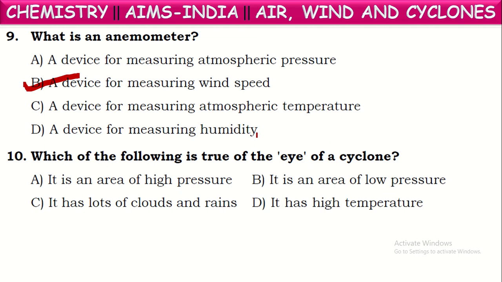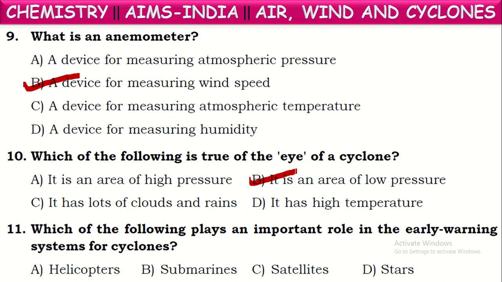That center part of the cyclone is called the eye of the cyclone. So it is an area of low pressure. Eye of a cyclone is the area where the air pressure is very low.